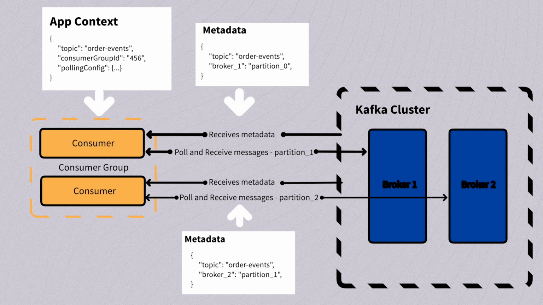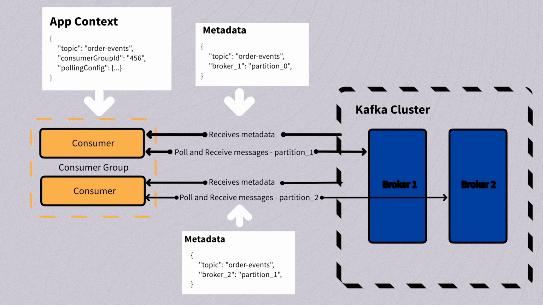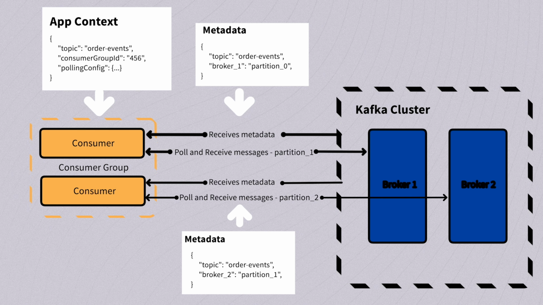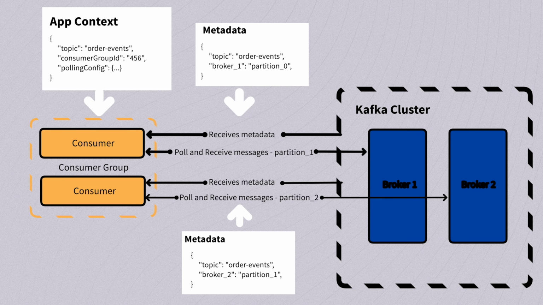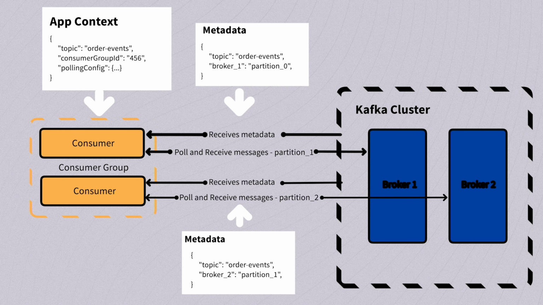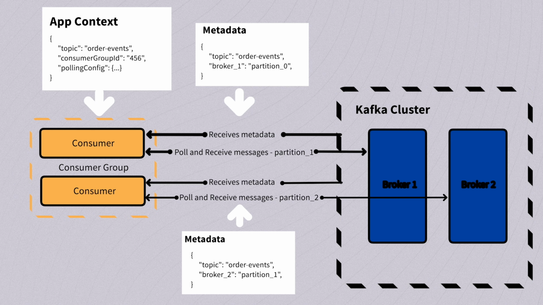A consumer group is a group of consumers that share the same group ID. Kafka ensures that each partition of a topic is only consumed by a single consumer from a group. This allows scaling out message processing by adding more consumers. In such a case, Kafka automatically balances load across them. If one consumer crashes, another in the group takes over its partitions.